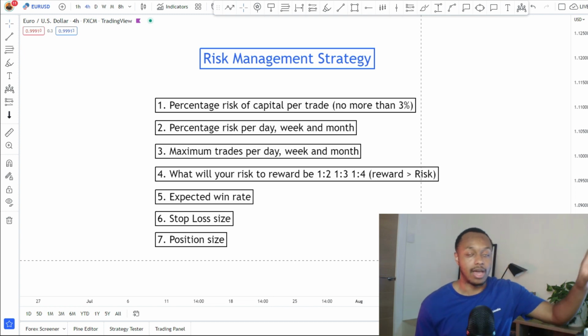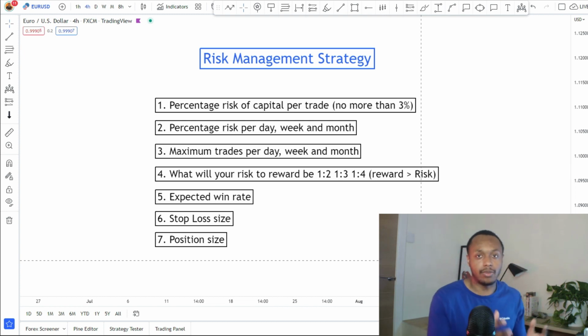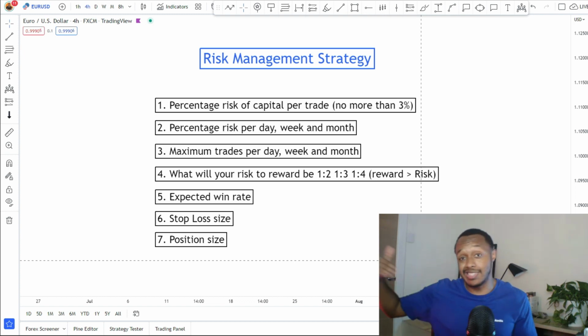But expected win rate, want to have a nice ballpark around 10% either which way, because you could have a bad month, it might slip 10% down. Could have a good month, it might slip 10% up.